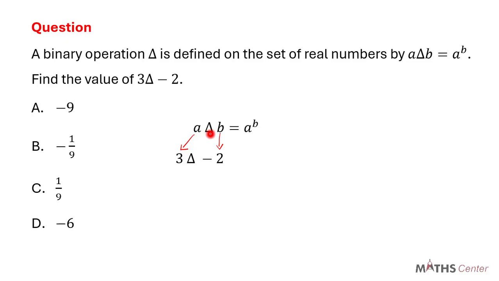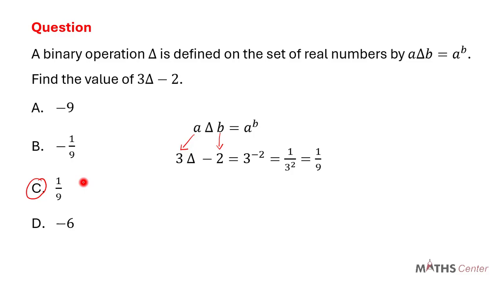So if A delta B is equal to A exponent B, then 3 delta -2 will be equal to A, which is 3, exponent B, which is -2. From indices, we know that 3 exponent -2 is equal to 1 divided by 3 exponent 2. And 3 exponent 2 gives us 9. So 1 divided by 3 exponent 2 gives us 1 divided by 9. So 3 delta -2 is 1 divided by 9. When we look through the options, we can see that the correct one is C.